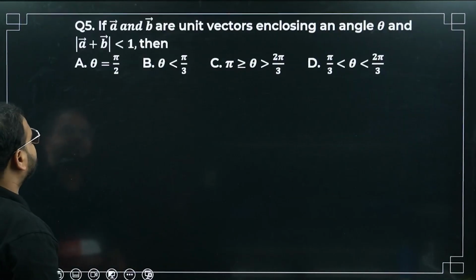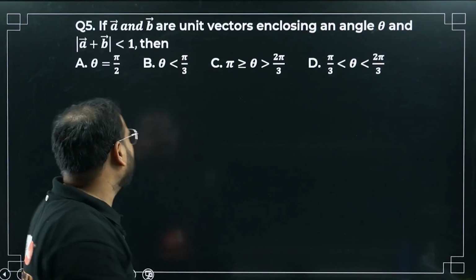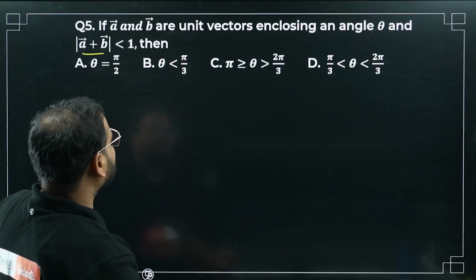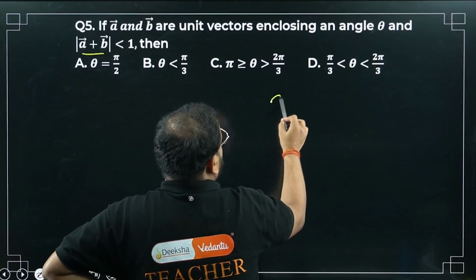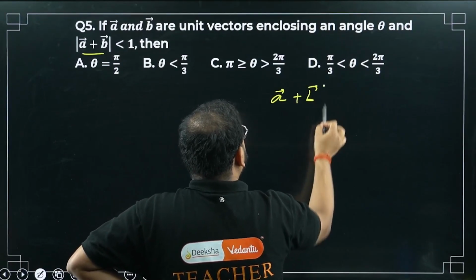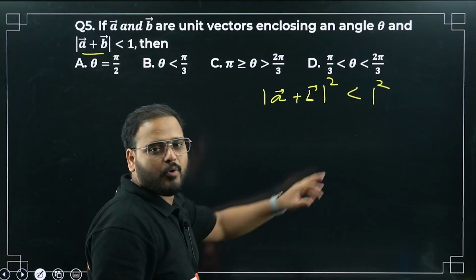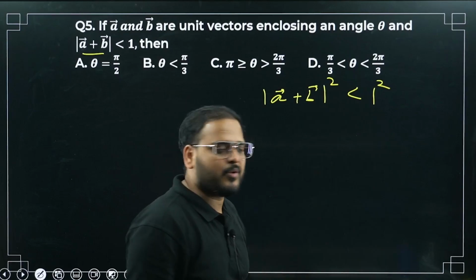Okay, great. Question number 5. If A and B are unit vectors enclosing an angle theta and the modulus of A plus B is less than 1, then what is the angle? They're asking for the angle range. Let us see. The first thing is to take the whole square. Will the sign remain the same in the inequality? For a value which is less than 1, if you square it, it will again be less than 1 only, right?